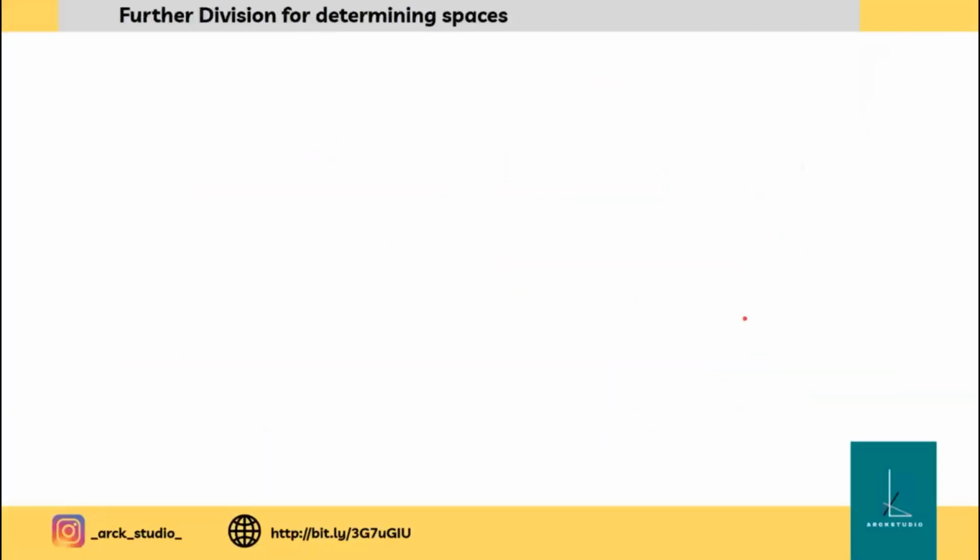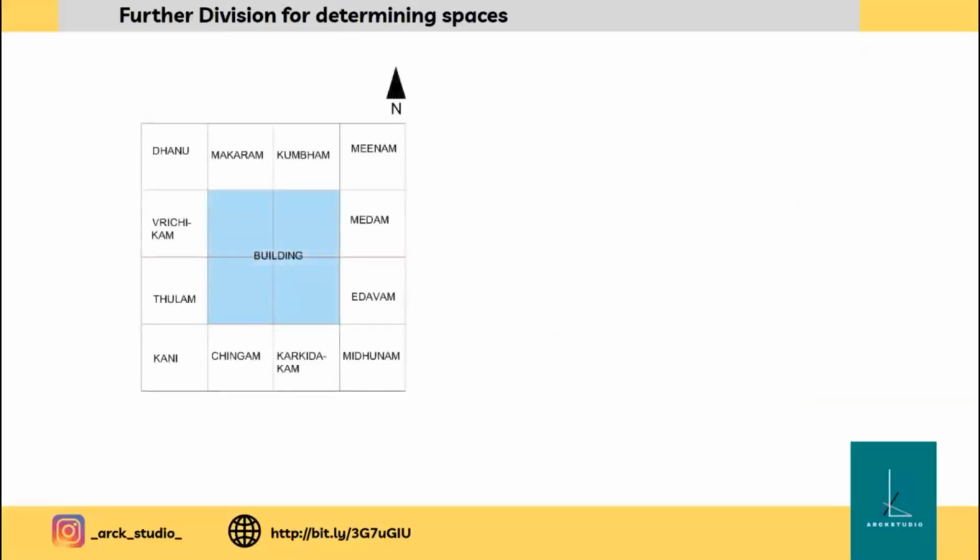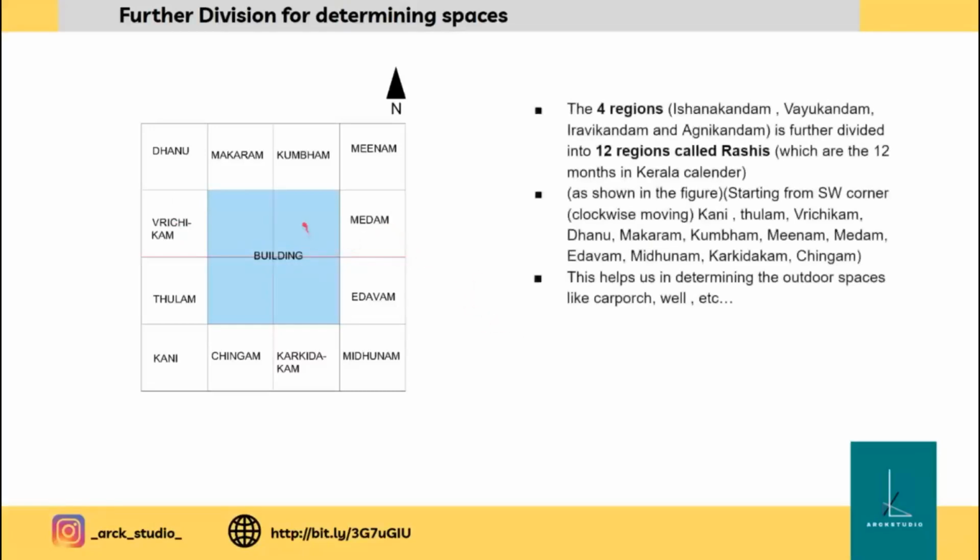Okay, and then I am going to further divide these quadrants into three sub quadrants, which would help us determine the spaces to be allocated both outside as well as in the interior of the buildings. So the four regions are divided into 12 rashis, and these 12 rashis are named after the months in the Kerala calendar. Starting from the southwest corner known as Kanni, it goes Tulam, Vrishikam, Dhanu, Makaram, Kumbham, Meenam, Medam, Edavam, Midhunam, Karkadakam, Chingam, and then comes back.